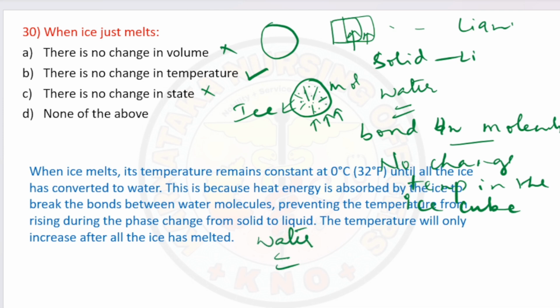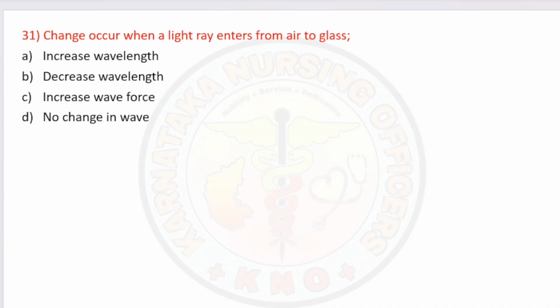Understood? So next question. What change occurs when a light ray enters from air to glass? Option A, increase wavelength. Option B, decrease wavelength. Option C, increase wave force. And option D, no change in wave.